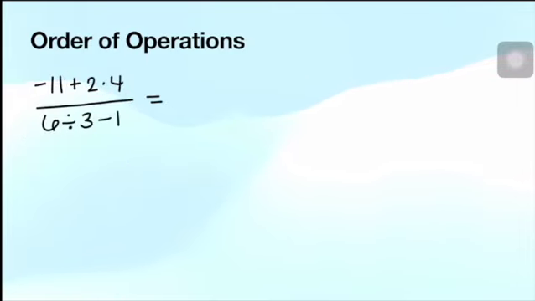All right, here's my last example. Negative 11 plus 2 times 4, all divided by 6 divided by 3 minus 1. So in this problem, this big fraction bar acts as a grouping symbol. So we have to simplify everything on the top and everything on the bottom first, and then that fraction bar means divide. So a fraction bar is kind of like a grouping symbol as well. It's separating the top from the bottom.